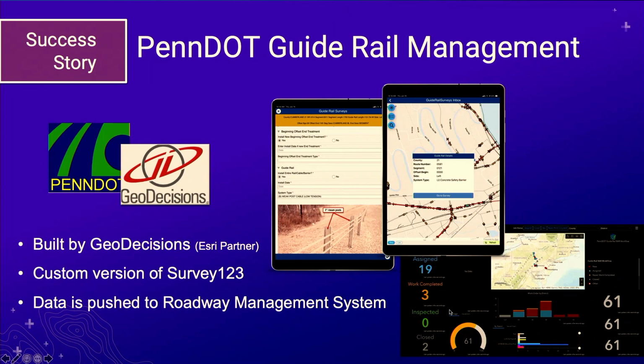We have some of our partners. One is GeoDecisions, who build apps with AppStudio. Here's an example of an app for Pennsylvania Department of Transportation. It's a guide rail management system. And this is a custom version of Survey123.